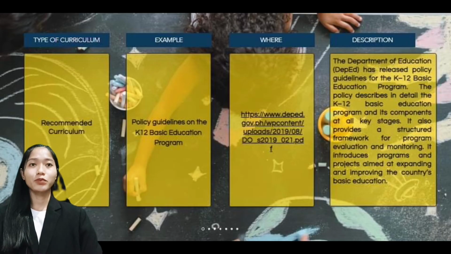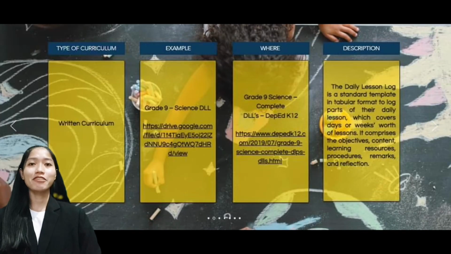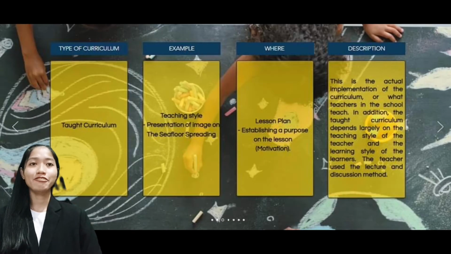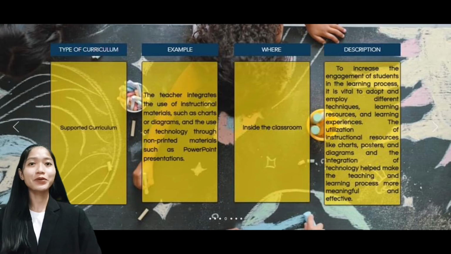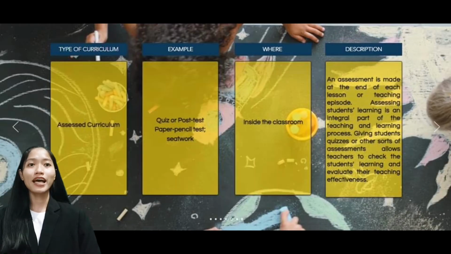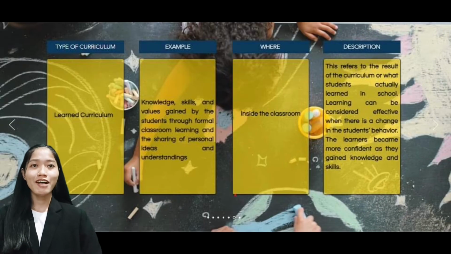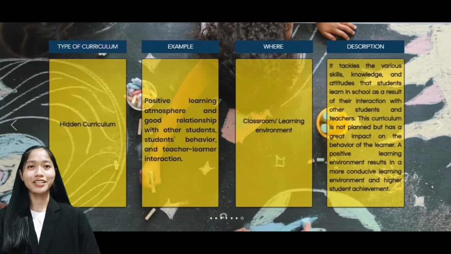Here are the examples of curriculum. We have policy guidelines for recommended curriculum. We have grade 9 science DLL for written curriculum. We have teaching styles for taught curriculum. We have teacher integrating the use of IMs for supported curriculum. We have a quiz or post test for assessed curriculum. We have knowledge, skills, and values for learned curriculum. And lastly, we have a positive learning atmosphere for hidden curriculum.